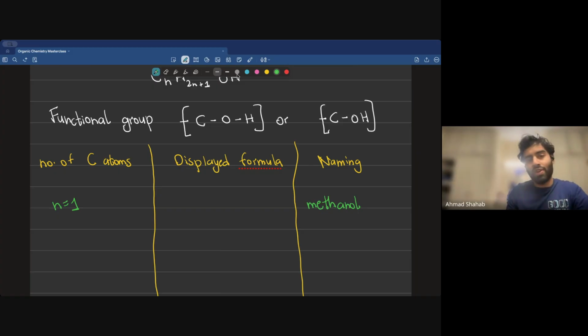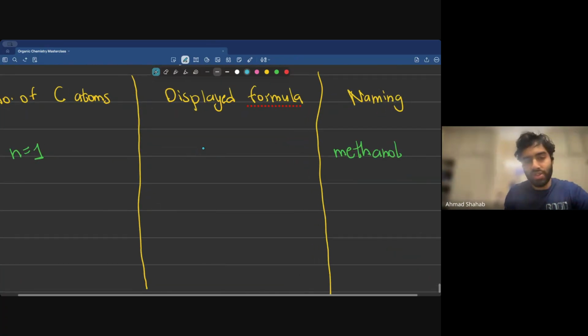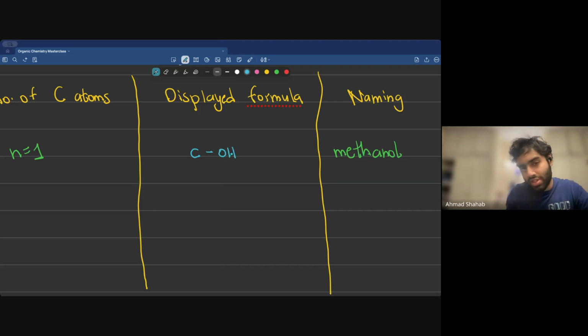All right. If I were to draw the displayed formula for this one, you have n is equal to 1. You will have one carbon bonded with oxygen, and that oxygen is bonded with hydrogen. We don't necessarily show this bond as well. Carbon has one bond already made with oxygen. Oxygen has to make two bonds, one with hydrogen, one with carbon. So carbon needs to make three more bonds in order to complete its octet. So the three other bonds are going to be with hydrogen.